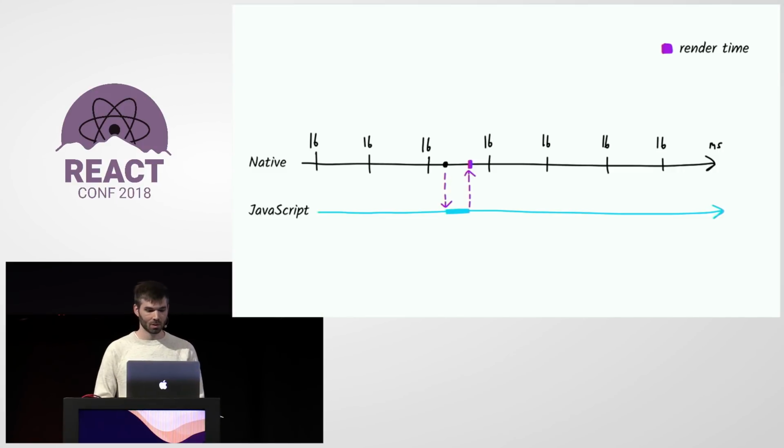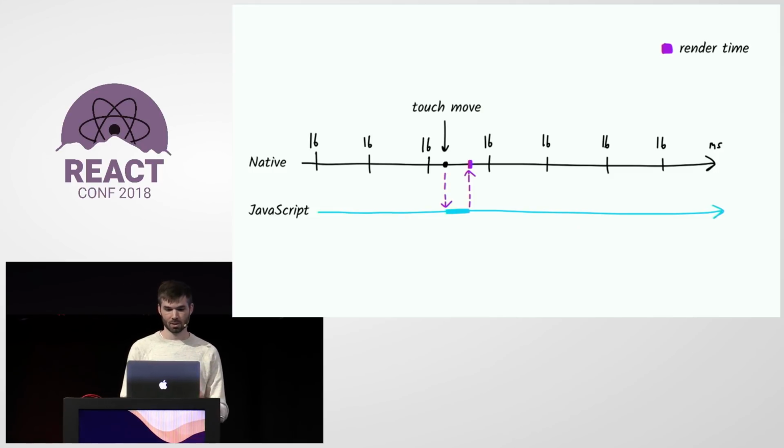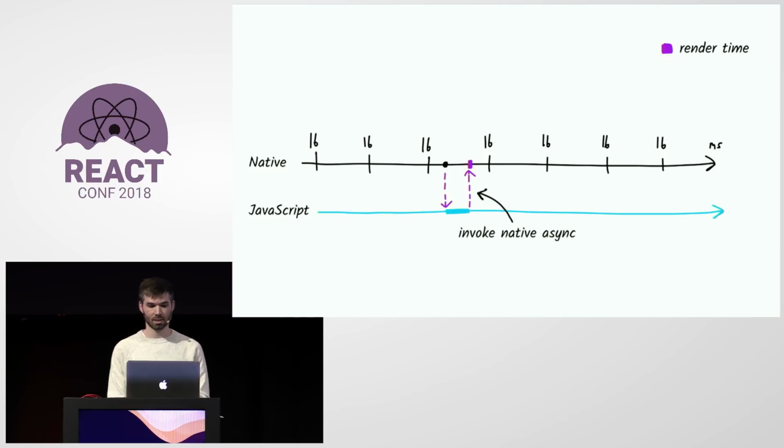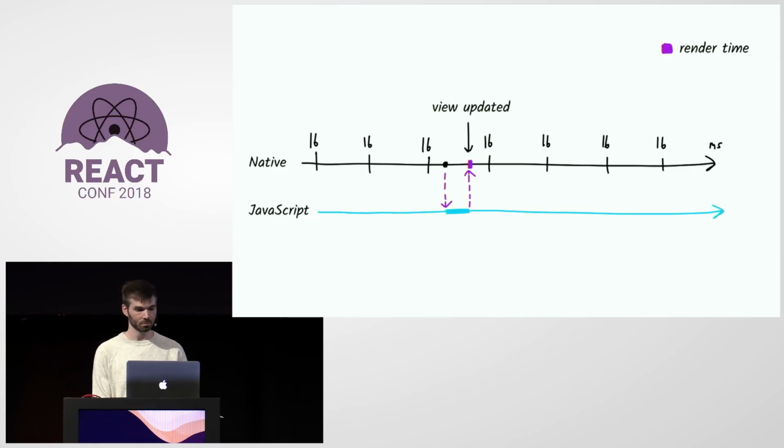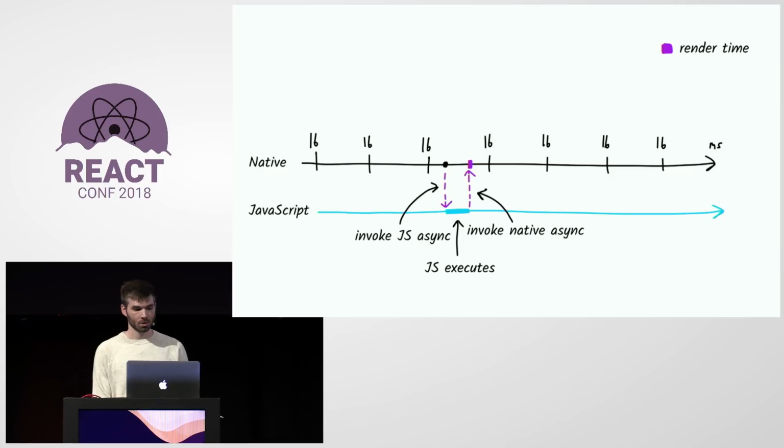Phew, that actually worked. OK, so this is what's happening. The touch happens on the native side. React Native invokes your JavaScript handler over the bridge. Of course, that's async. It invokes it async. The JavaScript executes, and then we set the animated value, which incurs another async call, and then the view updates. So the problem really isn't JavaScript execution.